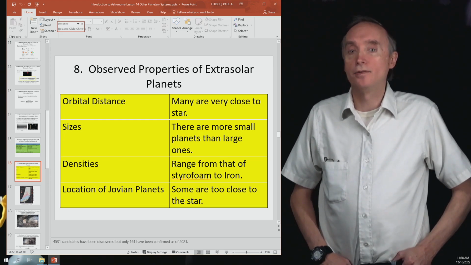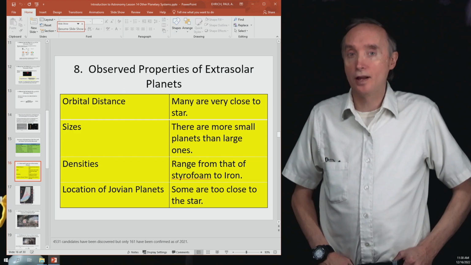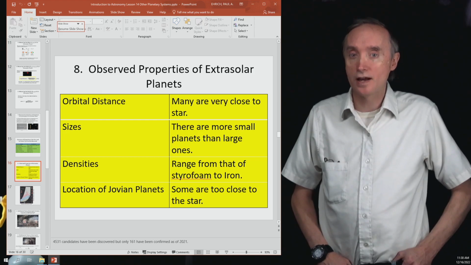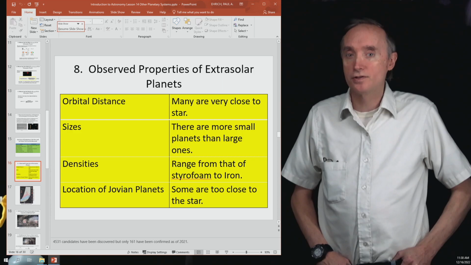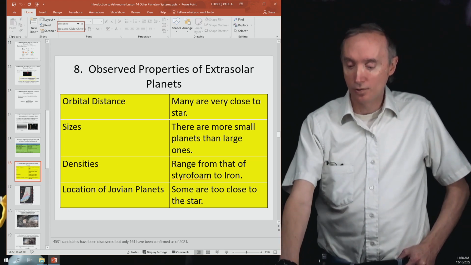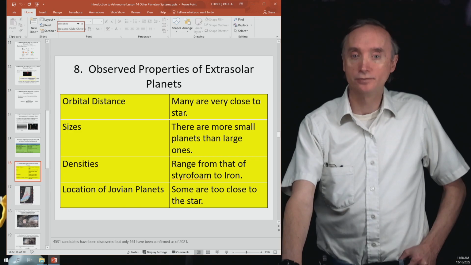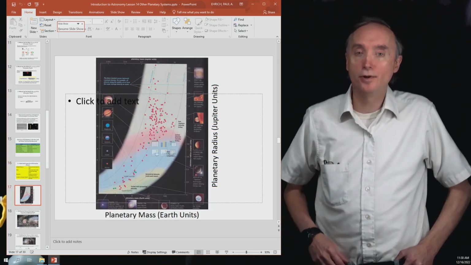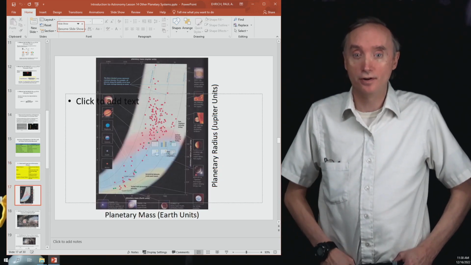And then the location of these planets, they have found that some of these Jovian planets, like Jupiter and Saturn, are too close to their star so that they could not have formed there, which means that they had to have moved there. Well, we have taken all this information and we have put it onto a chart here.